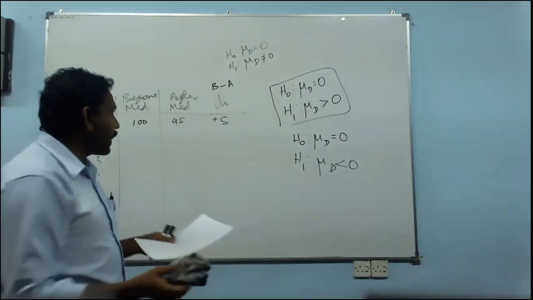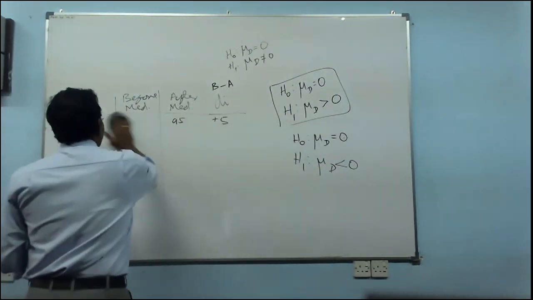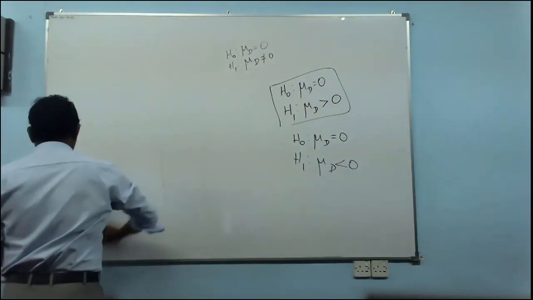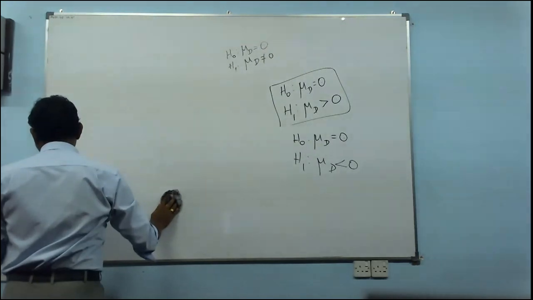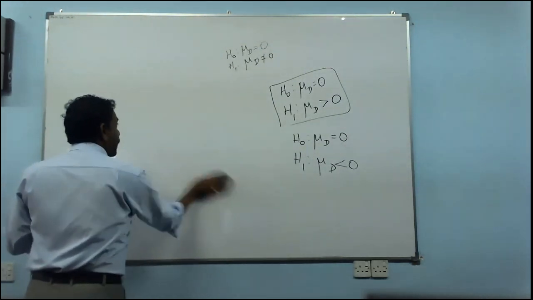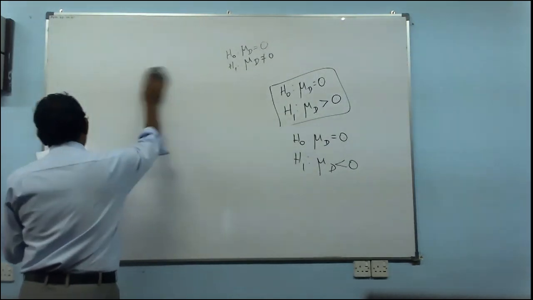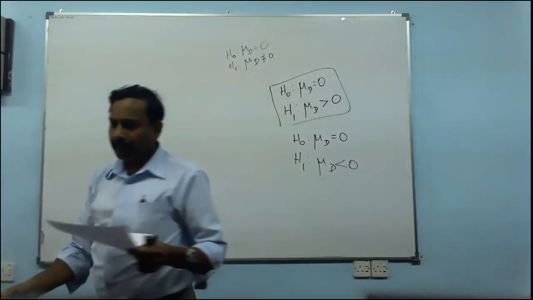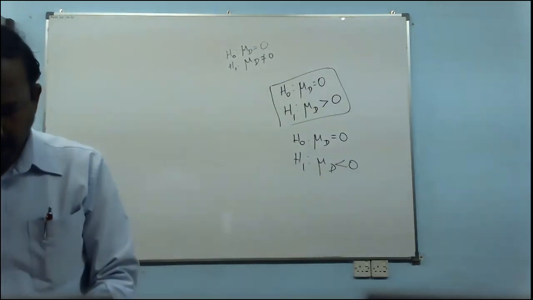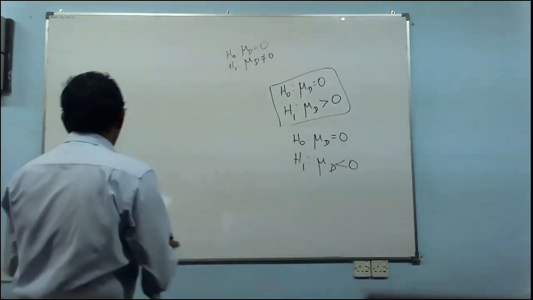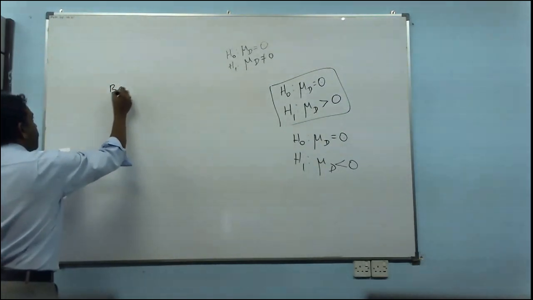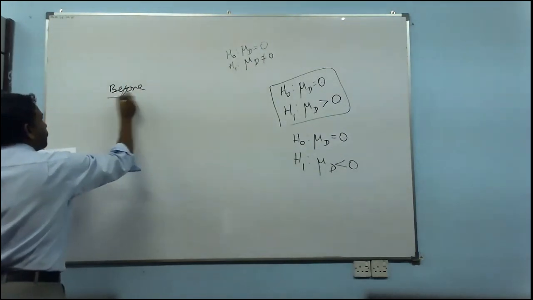Milk yield, again milk yield, an example of milk yield. Milk yield of how many cows? 1, 2, 3, 4, 5, 6, 7, 8, 9, 10. 10 cows. Right? Milk yield of 10 cows, before and after giving a particular hormone is recorded. Before, after.